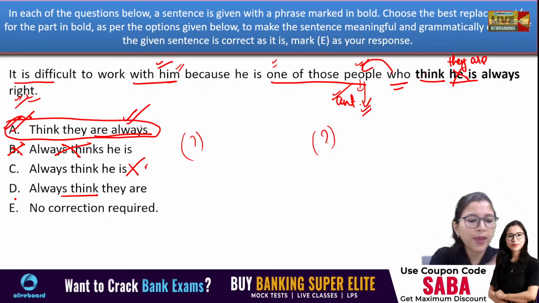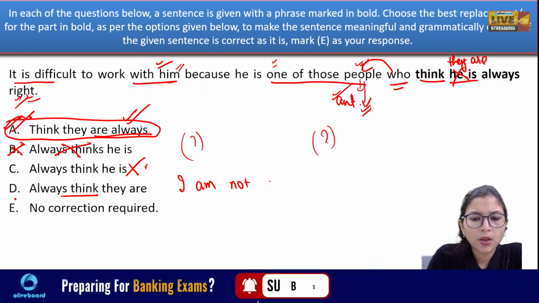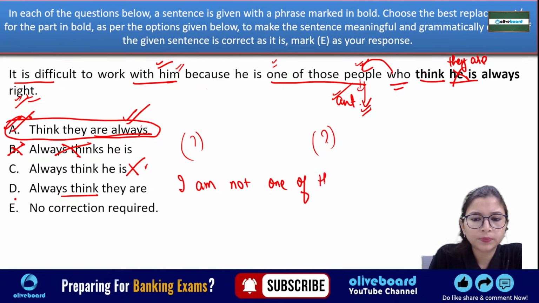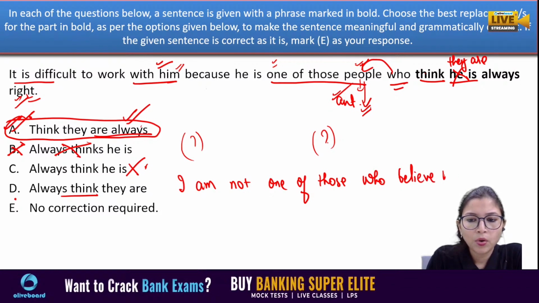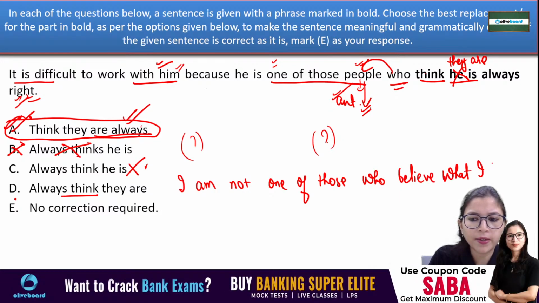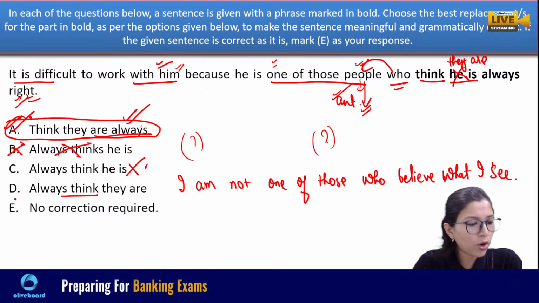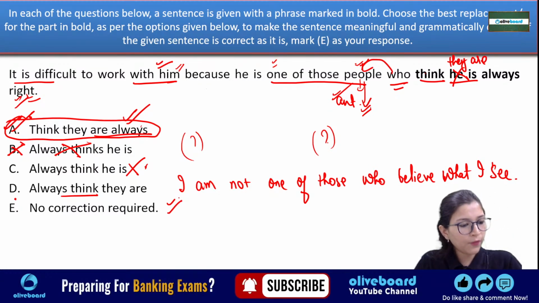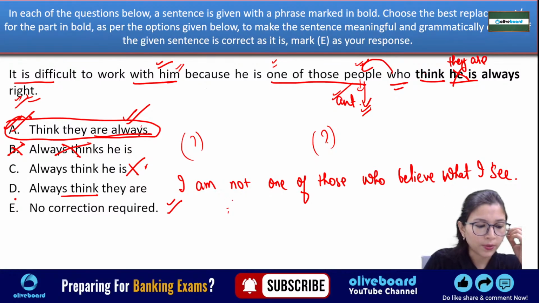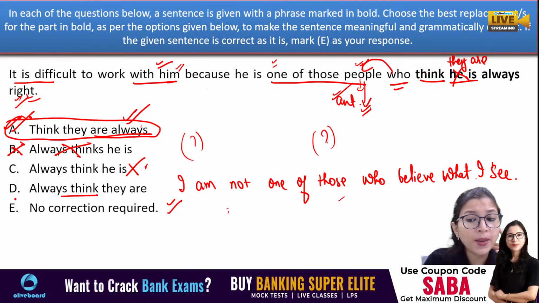Yes, he is one of the group. One more example I am giving you. I am not one of those who believe what I see. Tell me what is incorrect here. Quickly, guys. Most of you got it wrong. So I'm telling you just to help you explain this concept. So I'm giving you one more example. Tell me what is wrong here. You will get the answer. I am not one of those who believe what I see.